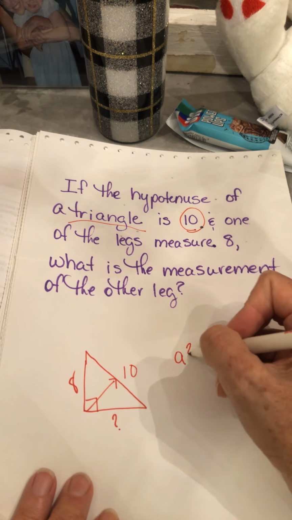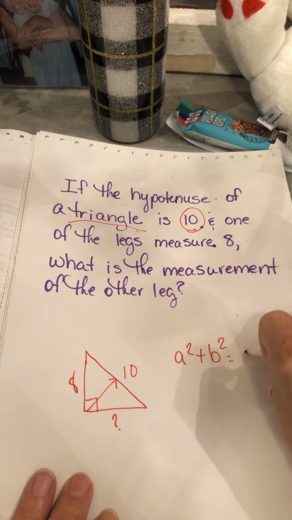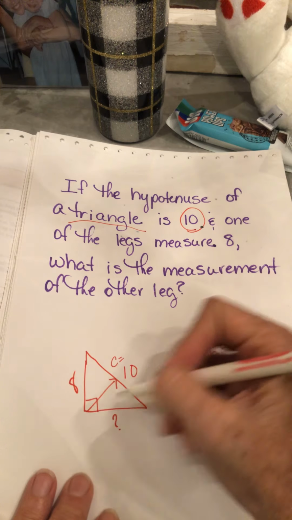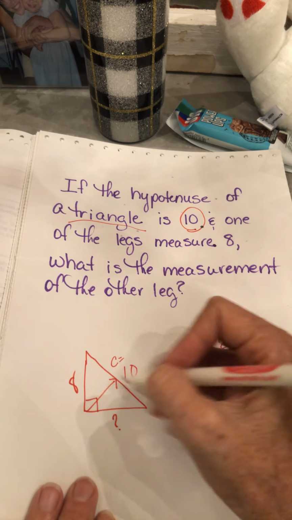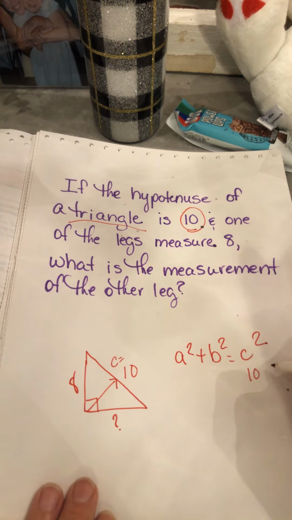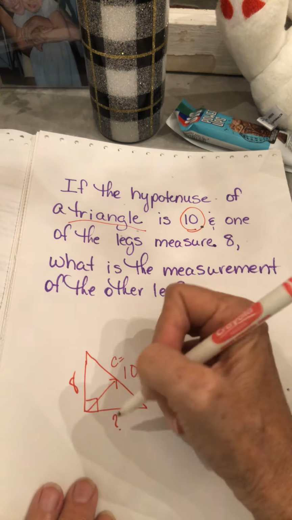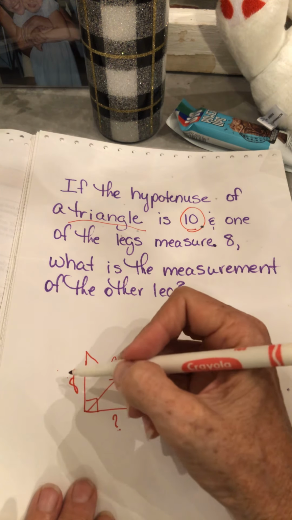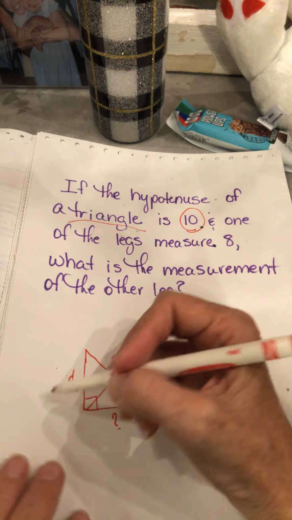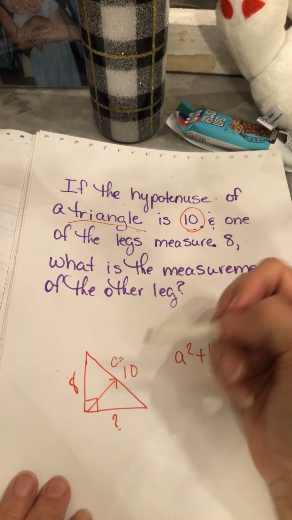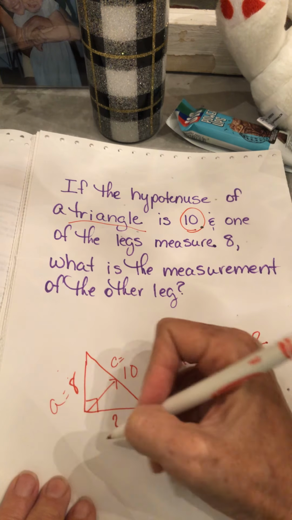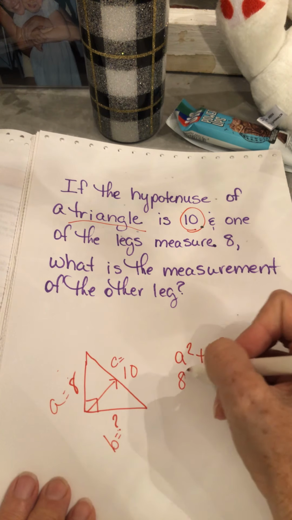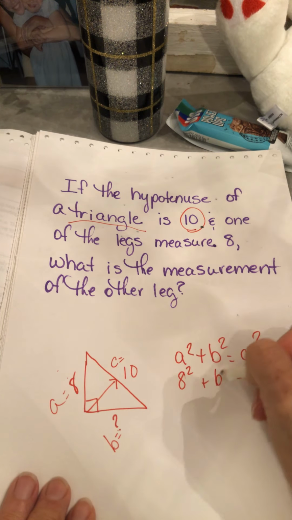I know that my formula is a squared plus b squared equals c squared. I know that c is always across from the right angle. It's my hypotenuse, so c is 10. So I'm going to put 10 squared. Now it does not matter which leg I call A or B. I'm going to call this one A for right now, and I'm going to say I don't know B. So A goes here, 8 squared, plus B squared.